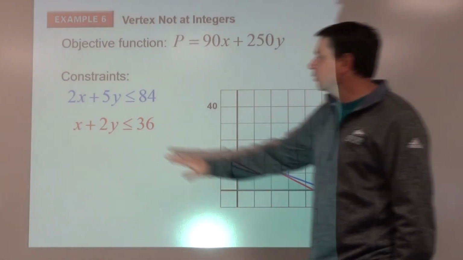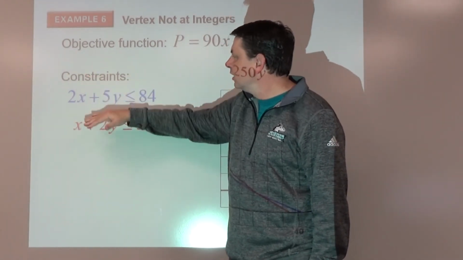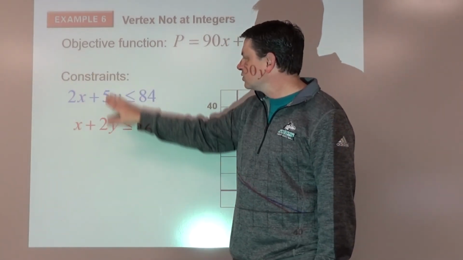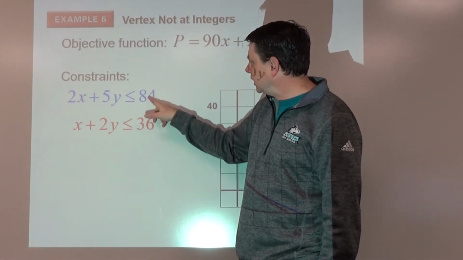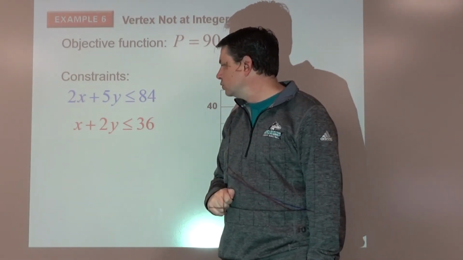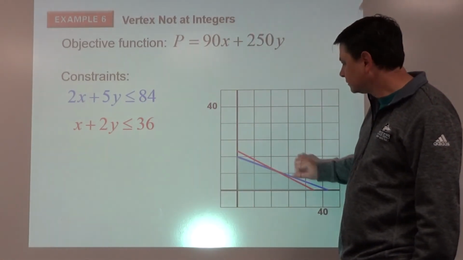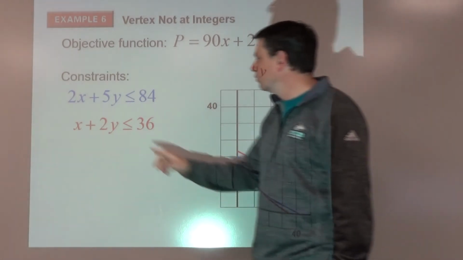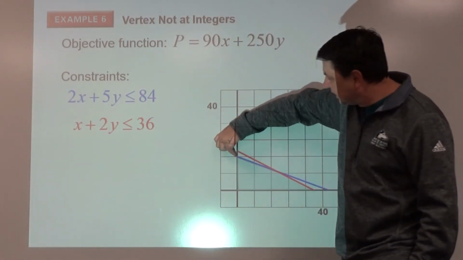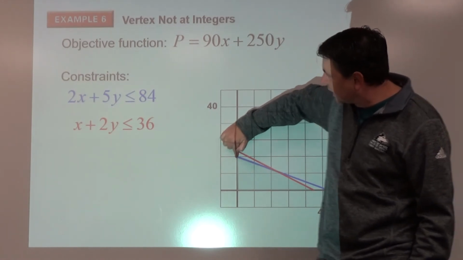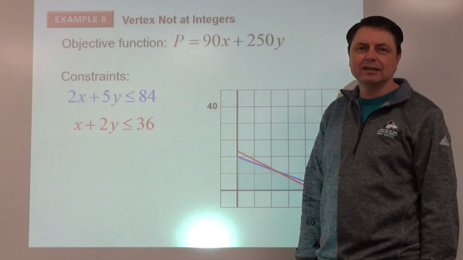So maybe if we multiplied this one by -2 and added, you can eliminate the x's. So we get 1y is equal to 84 minus 72, so 12. So y would be 12 right there. So y is 12. I think that's going to make x 12 as well. But again, here is this issue, because right there, which is the y-intercept here, it's 16.8.